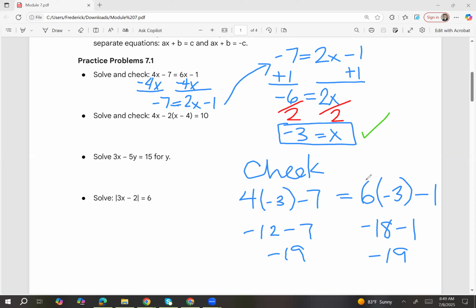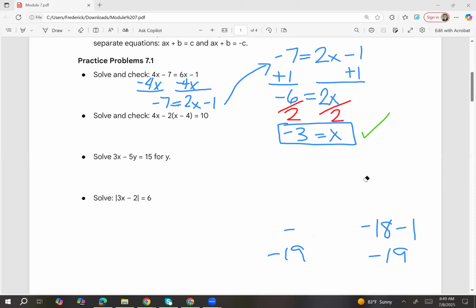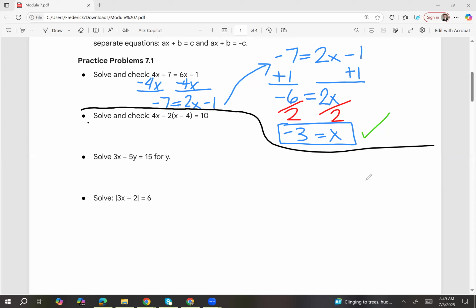All right, I'm going to leave that up there, but take out this checking that we did down here so we can have some room for the next example. Notice in this one that comes second, we have some parentheses involved. So we're going to use that distributive step this time around, particularly right here with the -2 next to the parentheses.